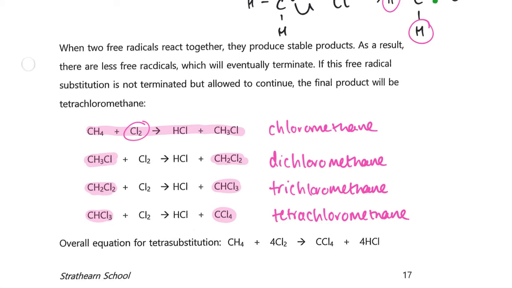And overall, the equation for the tetra substitution, in other words, substituting all 4 of the hydrogen atoms with chlorine, is CH4, your methane, reacting with 4 chlorine molecules to give your CCl4, your tetrachloromethane, plus 4 hydrogen chloride molecules. So this is what can happen if termination does not happen. The reaction will continue as a series of chain reactions and continue to substitute that chloromethane molecule.